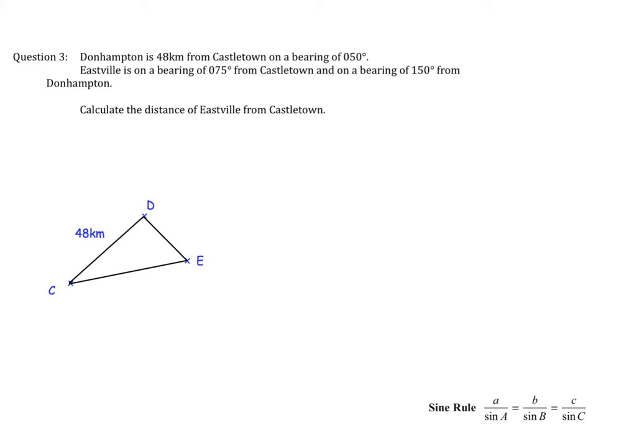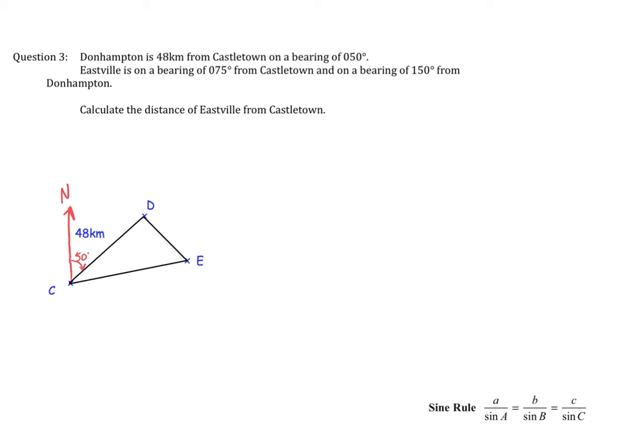It says Donhampton's 48 kilometers from Castleton, that's already written on a bearing of 050 degrees. So this is Donhampton from Castleton. So we draw north at Castleton. North always goes up. The angle goes clockwise, and that angle is 50 degrees. The bearing is 050. In terms of angles, we can just write 50 degrees.